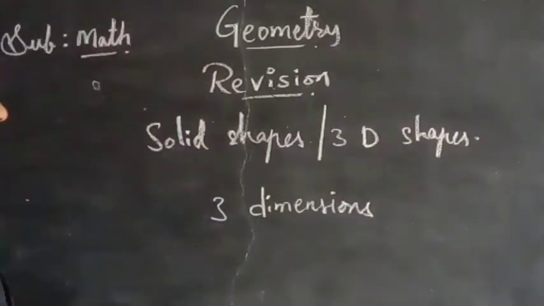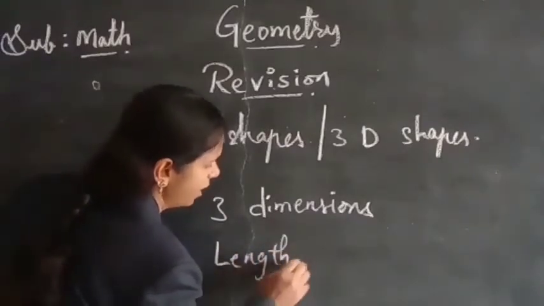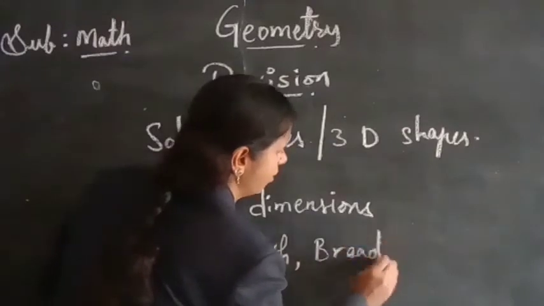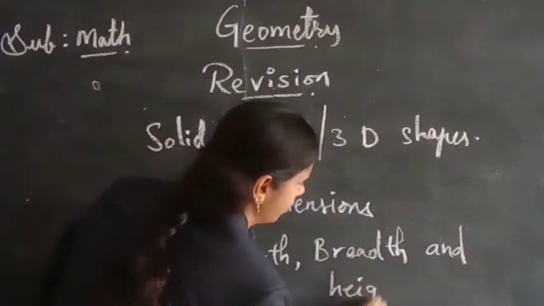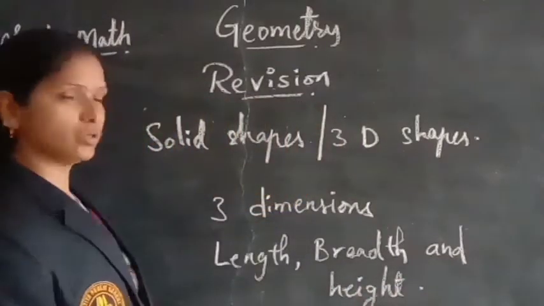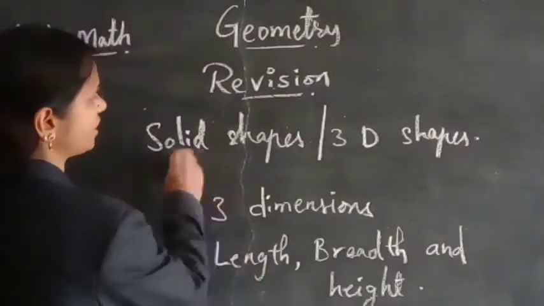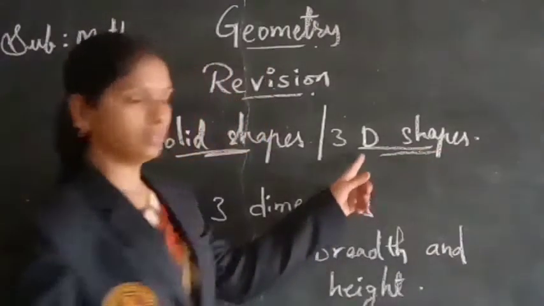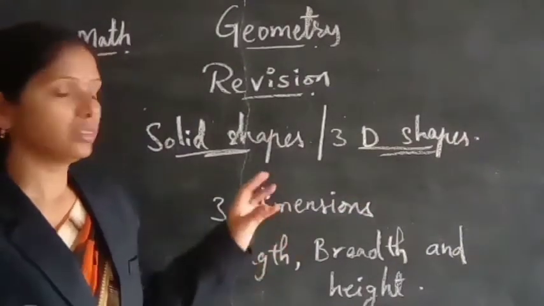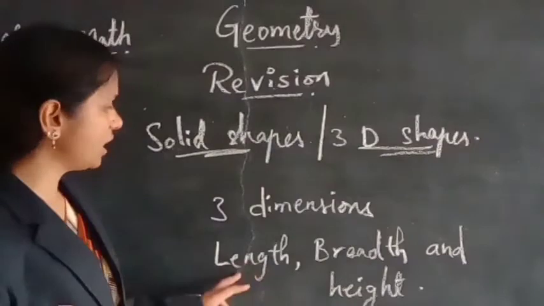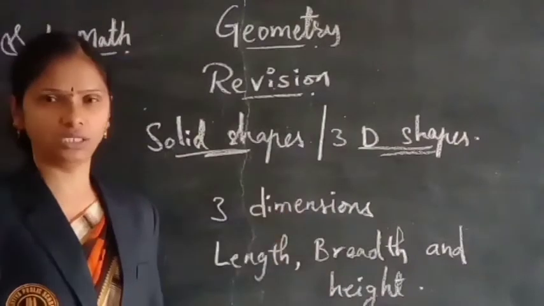3 dimensions means what? A shape which has length, breadth and height. That type of shape is called 3 dimensional, nothing but 3D shapes. Once again I am revising: solid shapes we can call 3D shapes also, children. We call them 3D because the shape has 3 dimensions, means 3 measures which are length, breadth and height.